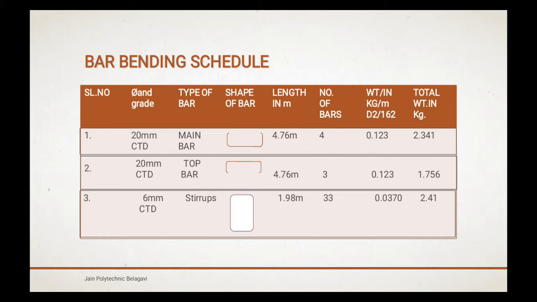Similarly, second one: 20 mm CTD top bars, 4.76 meter, 3 number of bars, weight 0.123 kgs per meter, and total weight is length in meter into number of bars into weight in kgs per meter, so 1.756 total weight in kgs. Third one: 6 mm dia CTD stirrups, 1.98 is the length in meter, number of bars 33, weight in kgs per meter is 0.0370, and total weight is 2.47.